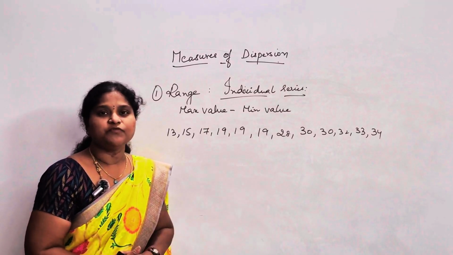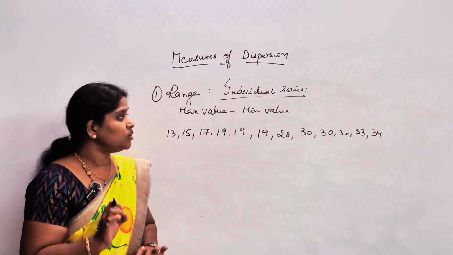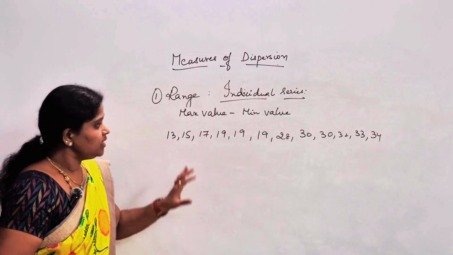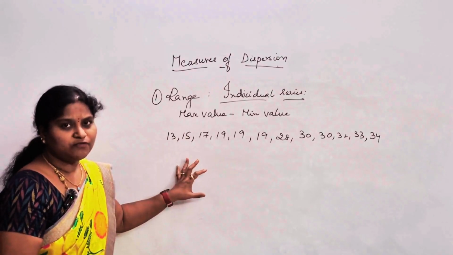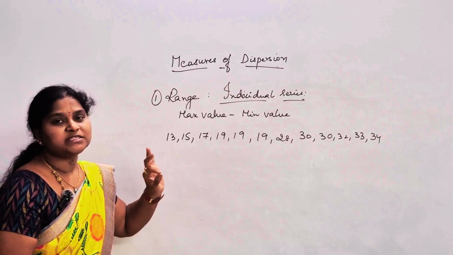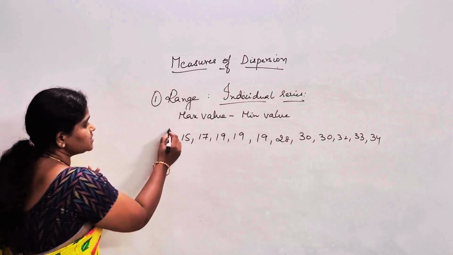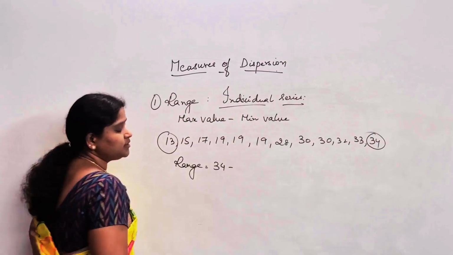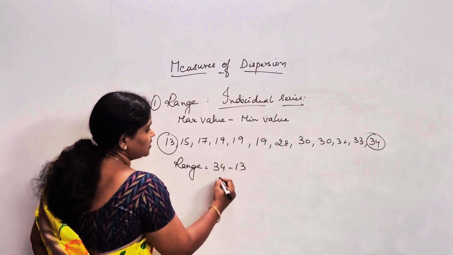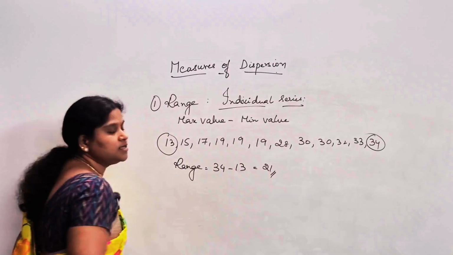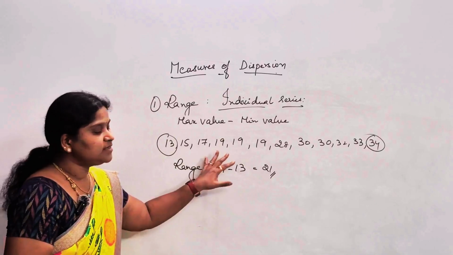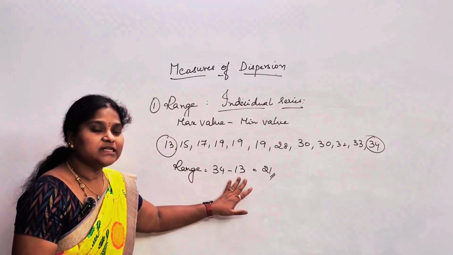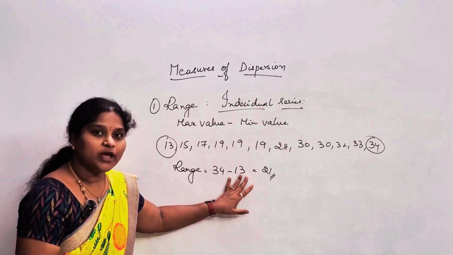Let this be the example for individual series to find range. We know that the formula for range is maximum value minus minimum value. In this data, we need not find the number of values. Simply, we need to find the maximum and minimum values of this data set. This is the minimum value 13 and this is the maximum value 34. So the range will be 34 minus 13, that is equal to 21. So 21 is the range of this given data set. This is just the absolute measure. Now let us see the relative measure of this, which is called the coefficient of range.